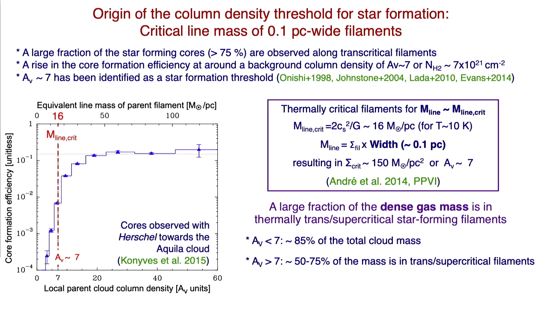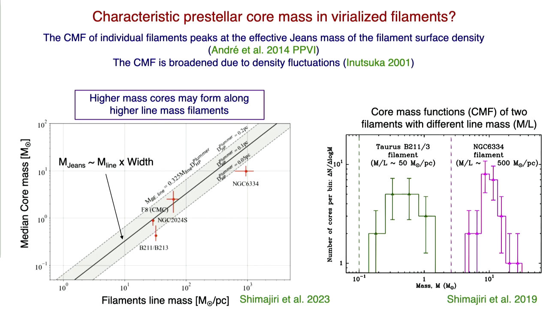Another important consequence of the width of the filaments is that it gives a particular mass scale for fragmentation. There are recent observations that show tentatively that the median core mass observed along filaments increases as a function of the line mass of the filament. So higher core masses form along higher line mass filaments. And the median core mass formed along a given filament is of the order of the Jeans mass, which is of the order of the line mass of the filament multiplied by the width. Here I show two examples of core mass functions that peak at different core masses for filaments that have different line masses.